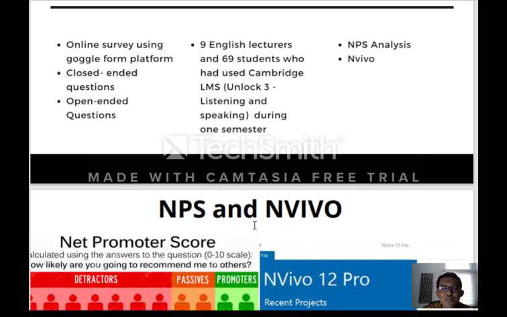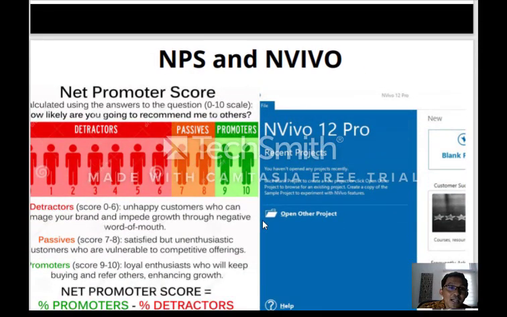So let me further explain a bit about the NPS and NVivo. The NPS score, or Net Promoter Score, was calculated using the answers to the question on a 0 to 10 scale: How likely are you to recommend this to others? The responses were categorized into 3 categories: detractors, passives, and promoters. I would like to describe a bit about those 3 categories.